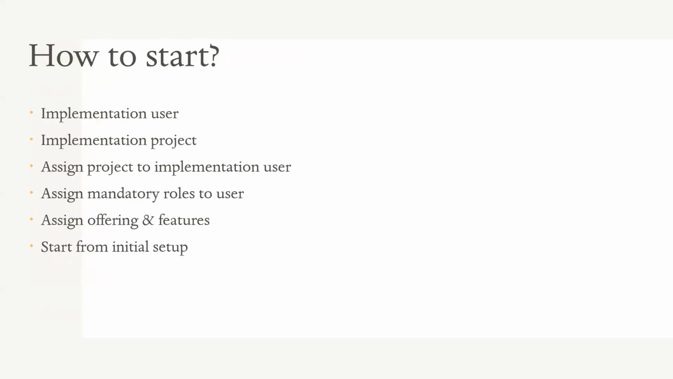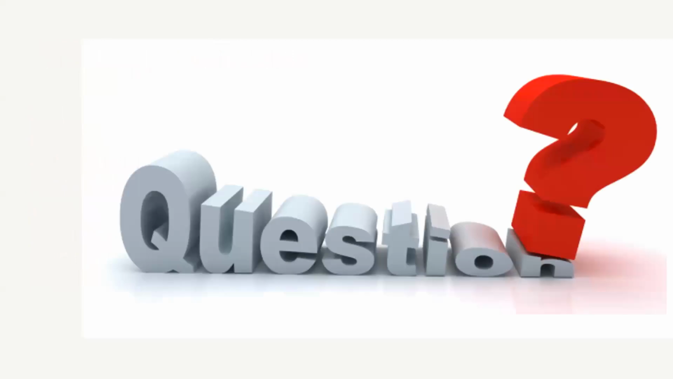And then we have the implementation project created. Once we have created it, we will attach the implementation user to it. And once the roles are attached to it, we will assign the offerings and features. And from here, we will start the initial implementation setups. So these are the things which I thought I'll discuss at a high level. Maybe we can take the questions and answer them.